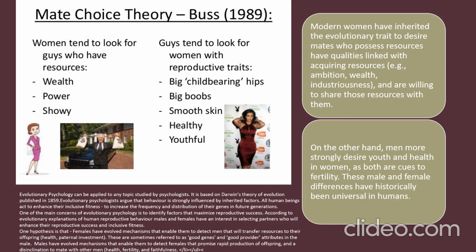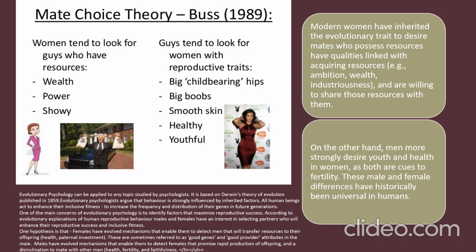So, kailangan maparami, mapropagate, no? Maparami yung offspring natin for future generations. And one of the main concerns of evolutionary psychology is to identify factors that maximize reproductive success. According to evolutionary explanations of human reproductive behavior, males and females have an interest in selecting partners who will enhance their reproductive success and inclusive fitness.